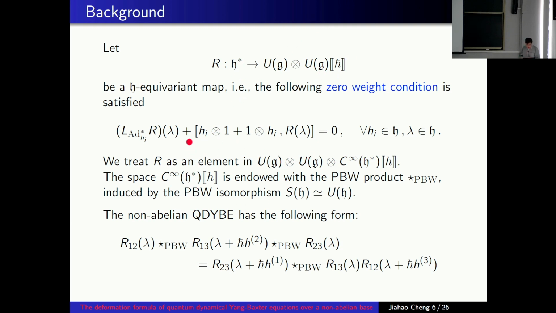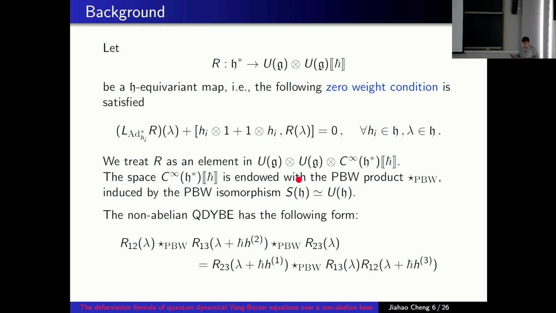We require that this map is H-equivariant. Here we can see that on the left hand side, on the space H star, the Lie algebra H, which can be a non-abelian Lie algebra, can act on H star by adjoint action. So then we can take a Lie derivative. And on the right hand side, then you have the commutator. Here h_i just takes the basis vector of the vector space H, and lambda is the coordinate on H star.